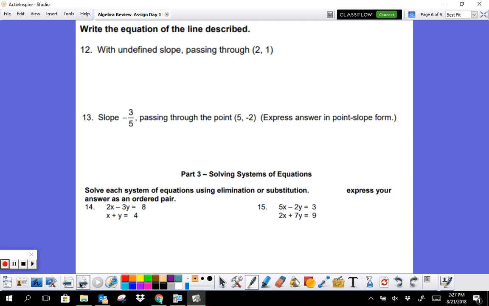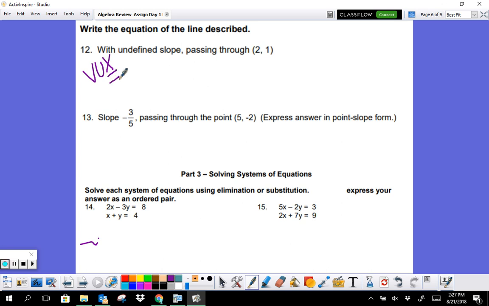Okay, number 12. Write the equation of the line described. So it says an undefined slope. If it says undefined slope, you should think "Hooy Vux." Vux is what we want to think about here. So if it's an undefined slope, that means it's an x equals equation.